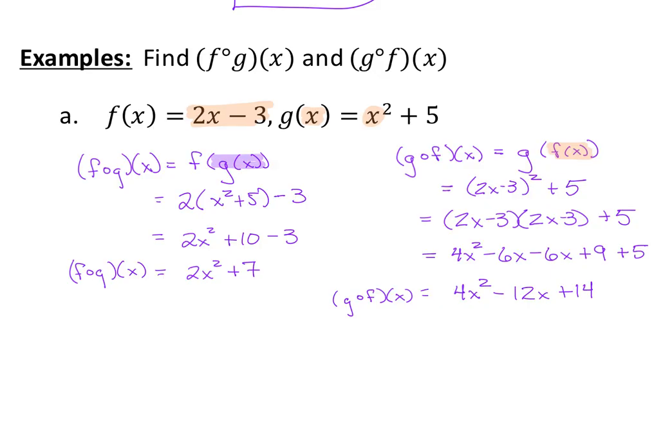For both of these, because f of x has a domain of all real numbers and g of x has a domain of all real numbers, we don't have any domain restrictions for either composition. And so our domain for both, I know it didn't ask for it, but just to practice it a little bit more, is all real numbers, or negative infinity to infinity.